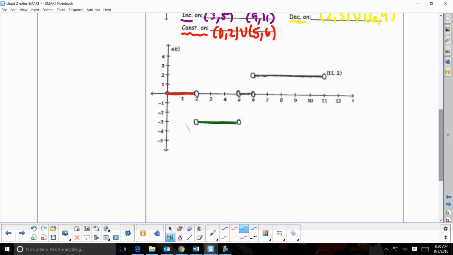Okay, so any more questions? I get you guys helping each other. That's awesome. Any more questions where these last two pieces came from? Okay, did you guys hear Allie's question? Just how do I know that these holes are open?